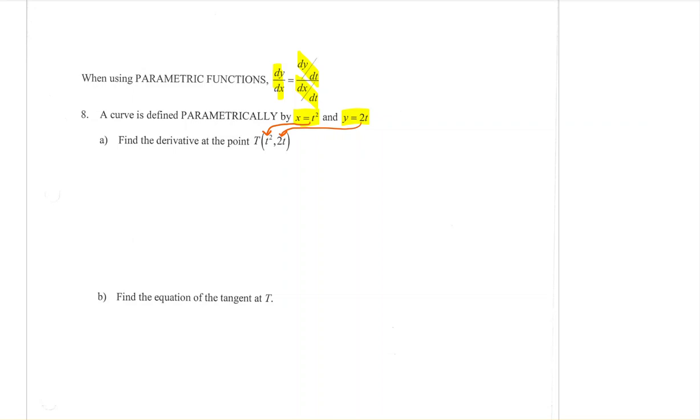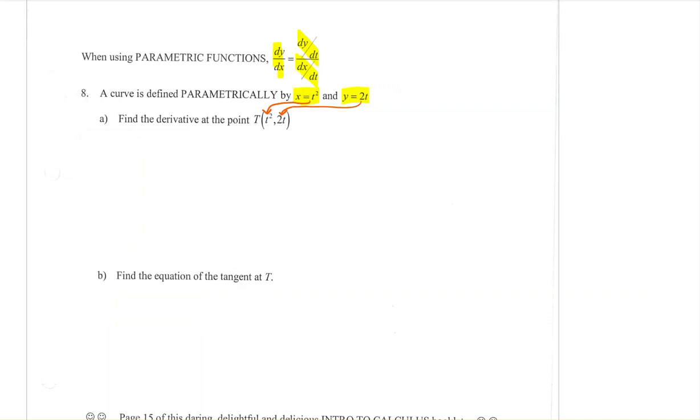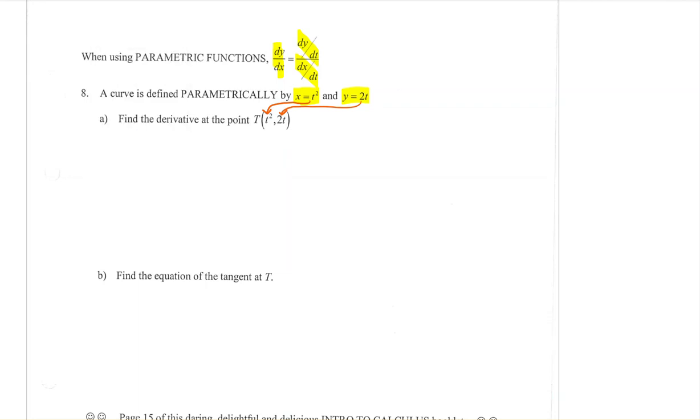Okay, so to differentiate, I'm going to need to find the dy over dt and the dx over dt. So I'm going to differentiate each one of those equations. So my first one was x equals t squared. dx over dt is going to be, bring the 2 down, 2t. Take the second equation, that was y equals 2t. So when I differentiate that, dy over dt would equal 2.